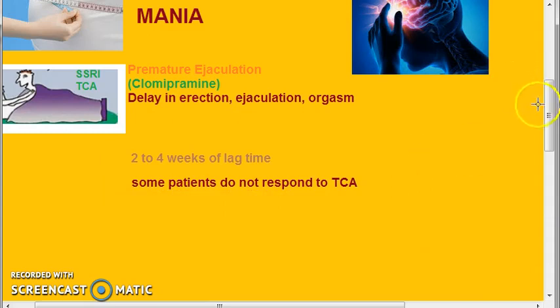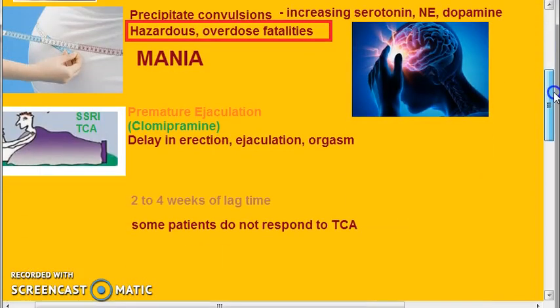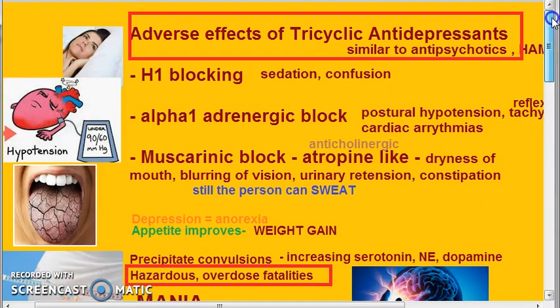So TCA has a lot of side effects, because of which SSRIs are used. So as soon as TCA is mentioned, you have to put your hand on your head like this and say, psychosis, mania, it can precipitate convulsions. It will make my mouth dry. It is going to make me retain urine, constipation. It's going to cause hypotension for me. It is going to create reflex tachycardia, sedate me, confuse me. Interesting, right?